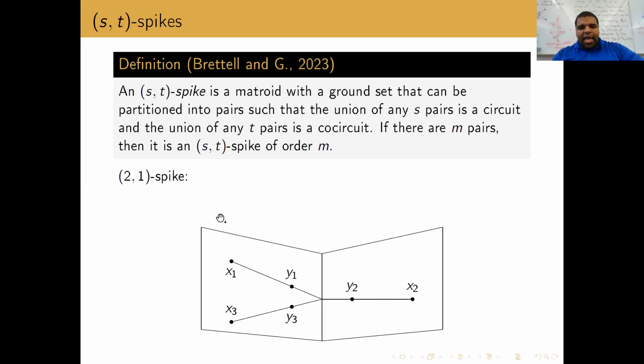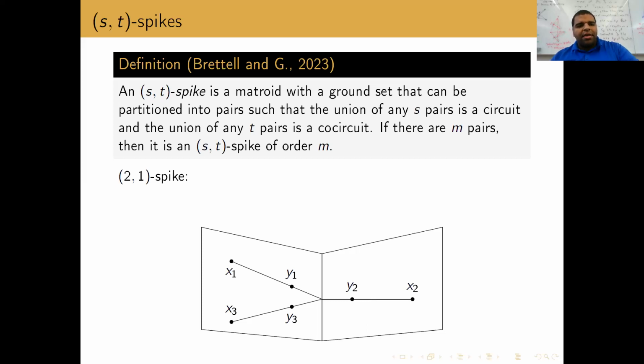So for example, here is a 2-1 spike, just a very simple picture. I've got these three pairs, which I have denoted Xi, Yi. So X1, Y1 is a pair, X2, Y2 is a pair, and X3, Y3 is a pair. And the union of any two of those pairs is going to be a circuit. So the union of any two pairs gives us a plane, and any single pair is a co-circuit. So these are three series pairs here. So these are ST spikes.